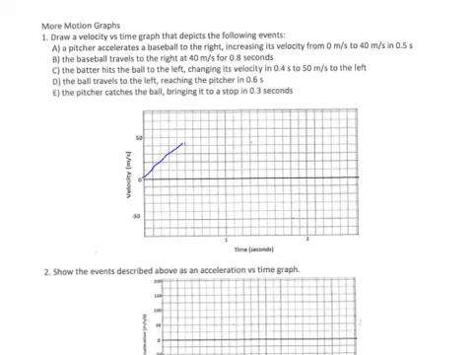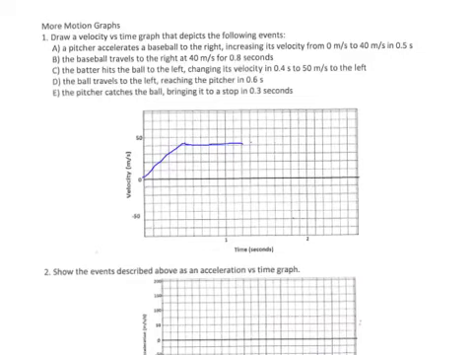Now, it's going to travel to the right at 40 meters per second, which is where I am now. Keep in mind, this axis is how fast you're going. And it's going to travel that way for 0.7 seconds. So we're going to go 0.1, 0.2, 0.3, 0.4, 0.5, 0.6, 0.7.